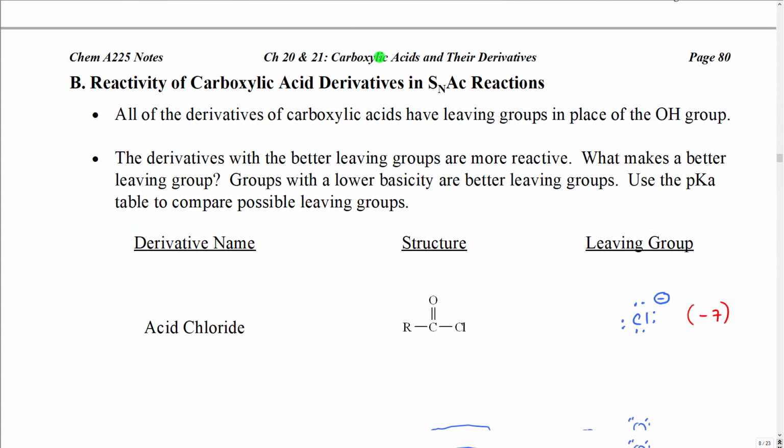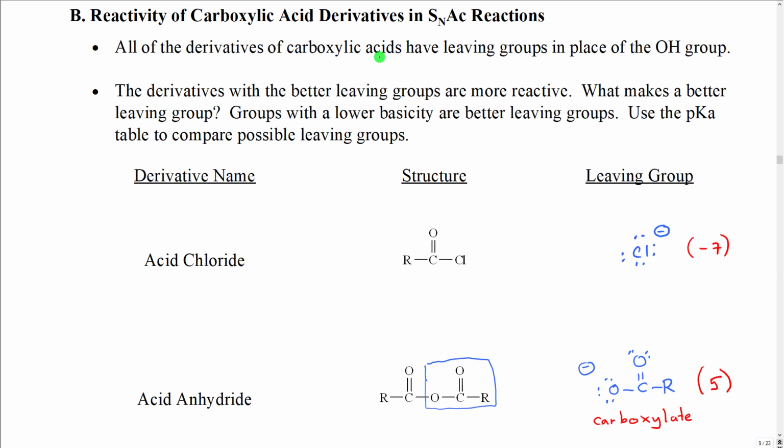What we're going to see then is that there's a fundamental set of reactions that relate the carboxylic acid derivatives by an SN-AC mechanism. So if we look at the derivatives of carboxylic acids, they all have potential leaving groups in place of the OH group of the carboxylic acid.